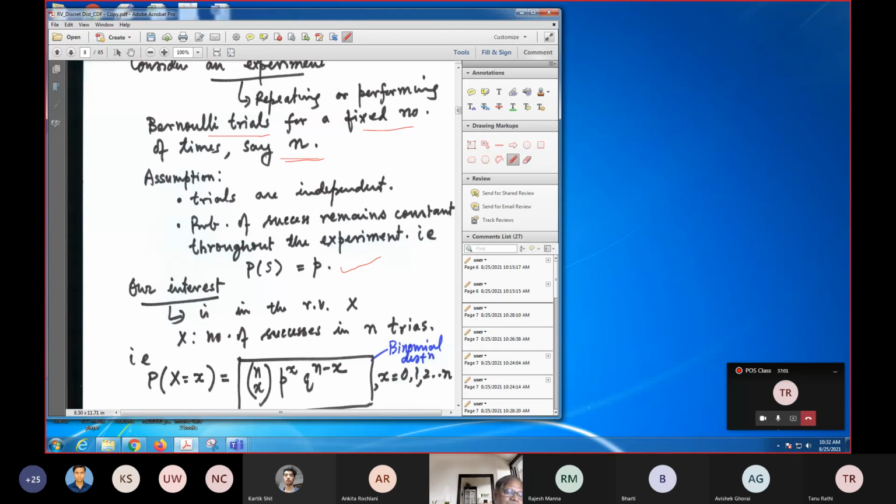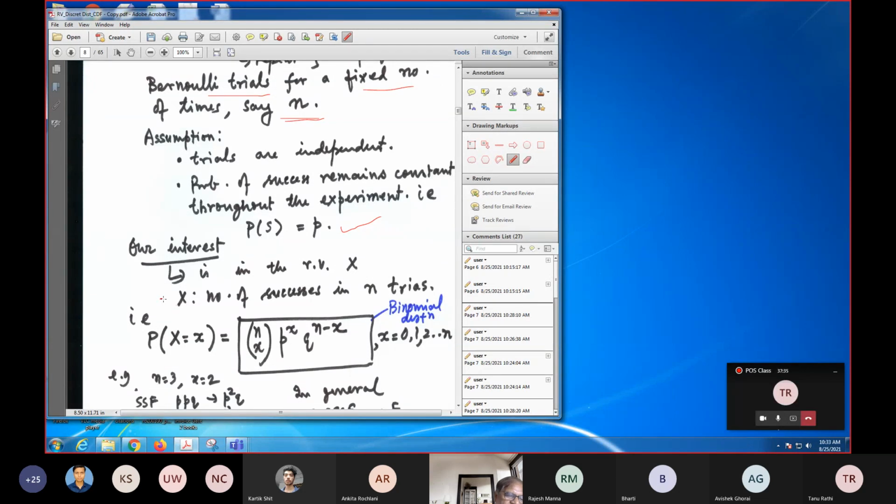Now, what is our interest in this experiment? Suppose you toss a coin 100 times. N is 100. My interest is how many times I will get a head. What is the probability I will get 5 heads, 10 heads, 100 heads, no heads, 15 heads?